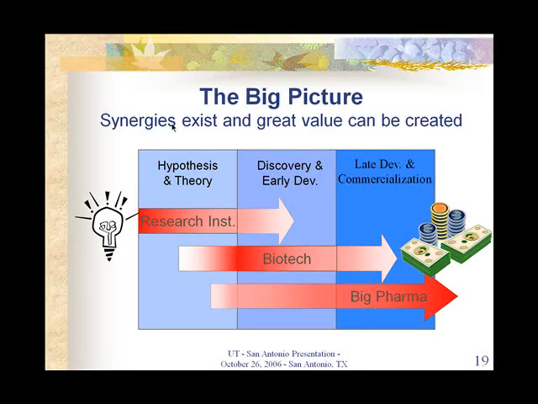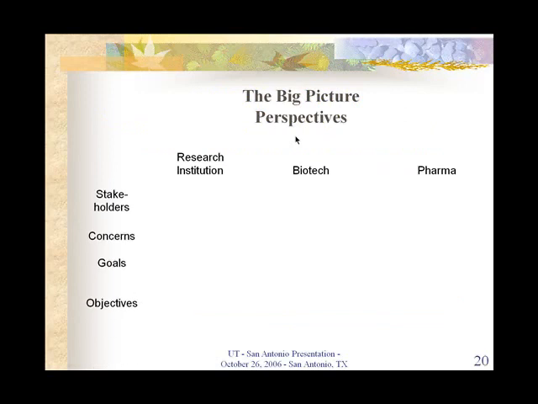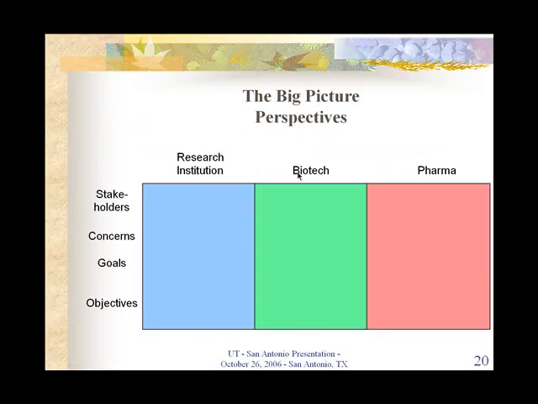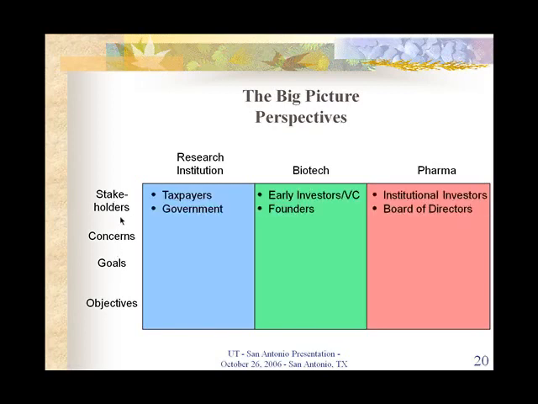So the big picture: synergies exist and great value can be created. On perspectives, we have the research institution, the biotech, and the pharma, and we're considering stakeholders, concerns, goals, and objectives. The stakeholders are different. You have taxpayers and the government and the research institutions. With the biotech, you've got early investors or venture capitalists, for example, and the founders. In pharma, you have institutional investors and a board of directors.